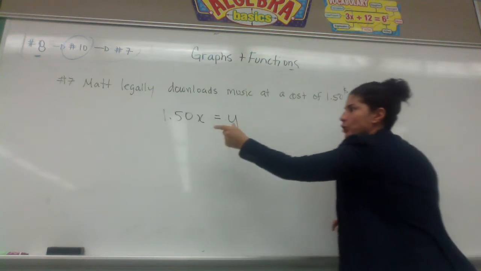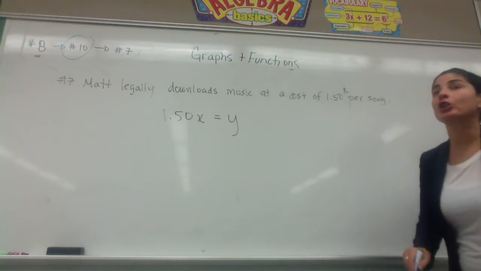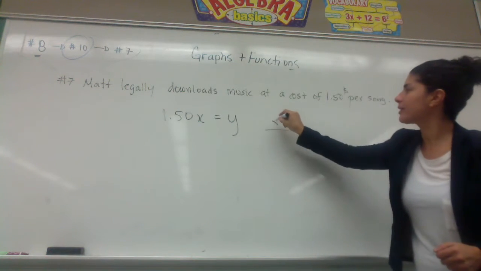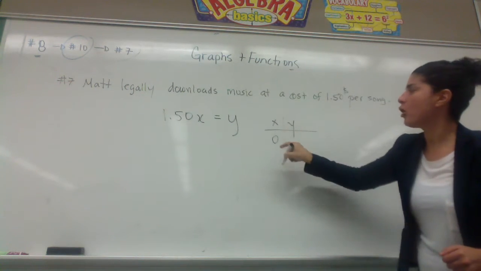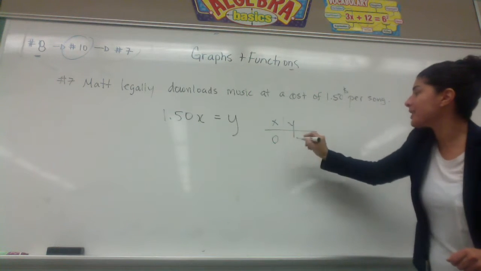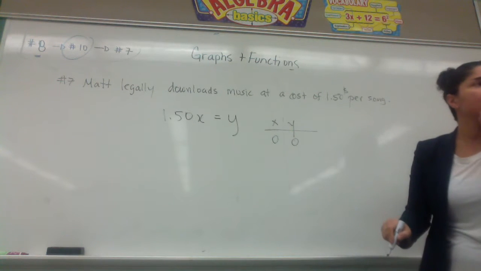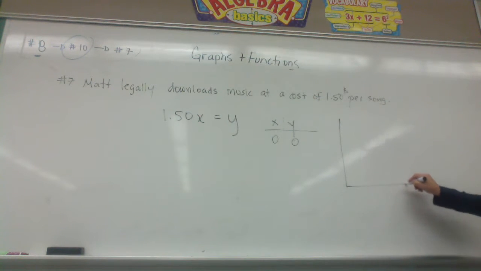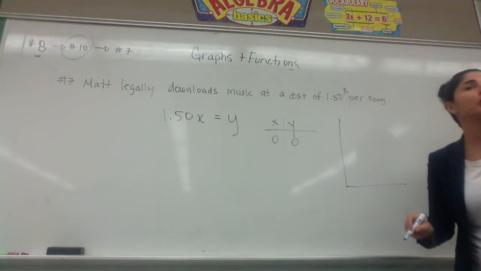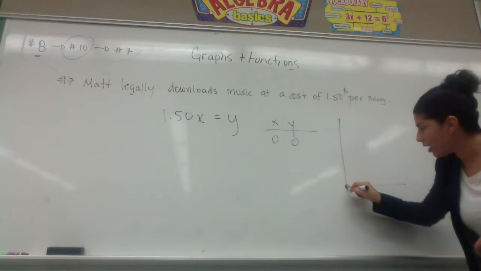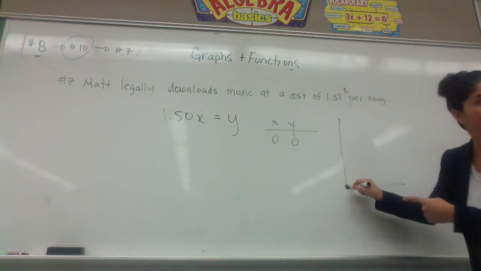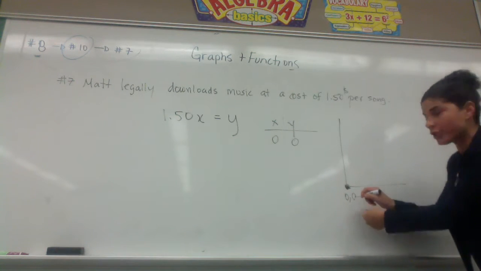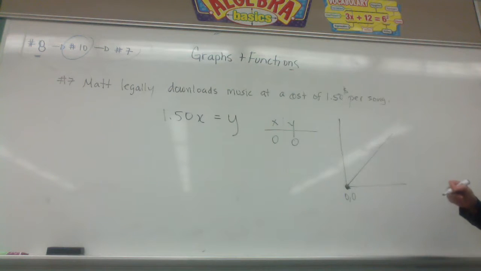So this situation, I'll show you what it looks like on this graph, which I did earlier. X, Y, 0 songs costs me $0. Miss, you need to write the 0. I'm going to show you on a graph what a proportional situation looks like. At 0, it's 0. 0, 0, the origin. It'll look like this.